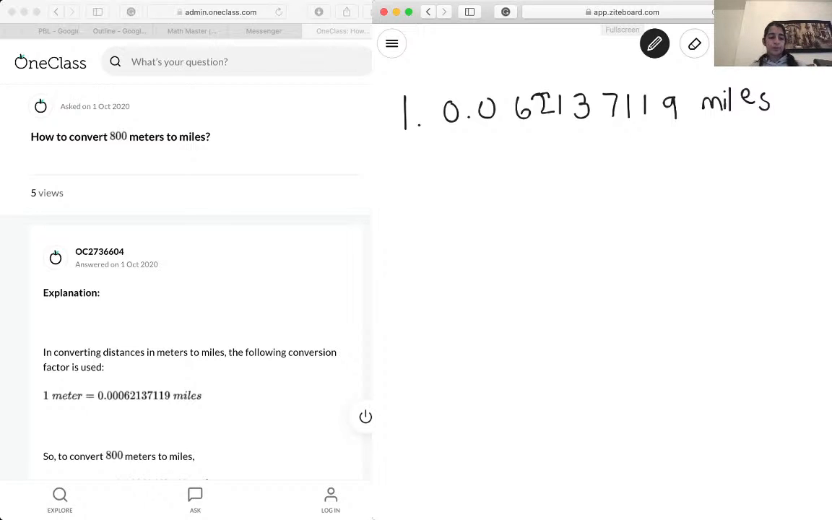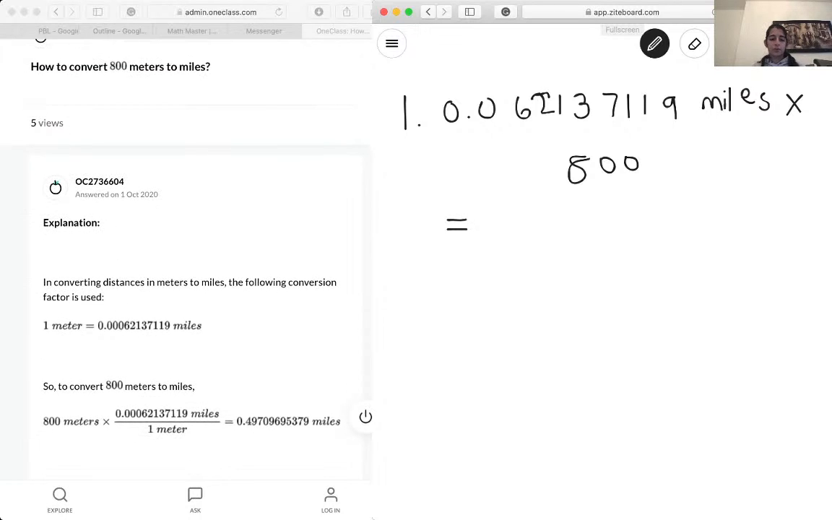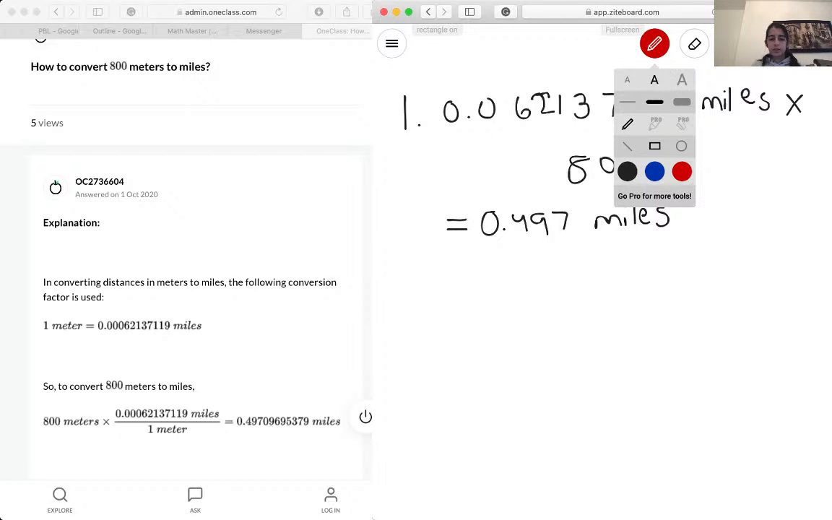So what we have to do is multiply 800 by this conversion factor over here. If we were asked to do the opposite, so convert from miles to meters, we would have to divide miles by this conversion factor to get the meters. So that's going to be the conversion factor times 800. And that, if you put it in your calculator, would equal 0.497. You can leave it at 3 decimal places, so I'm just going to put 0.497 miles. And that is our final answer.